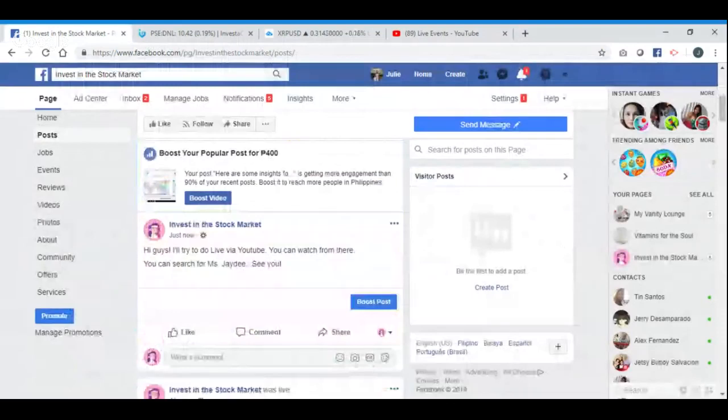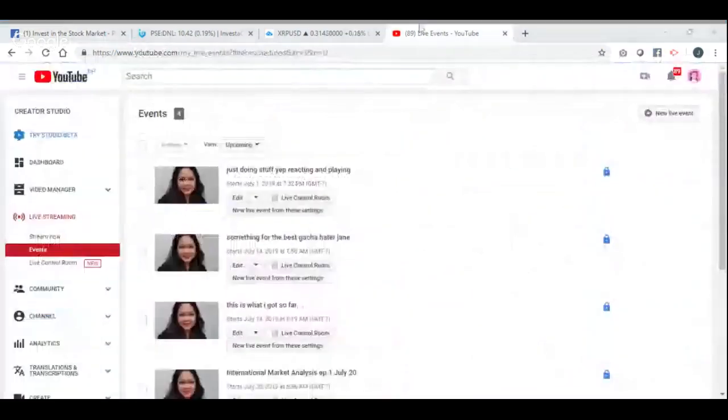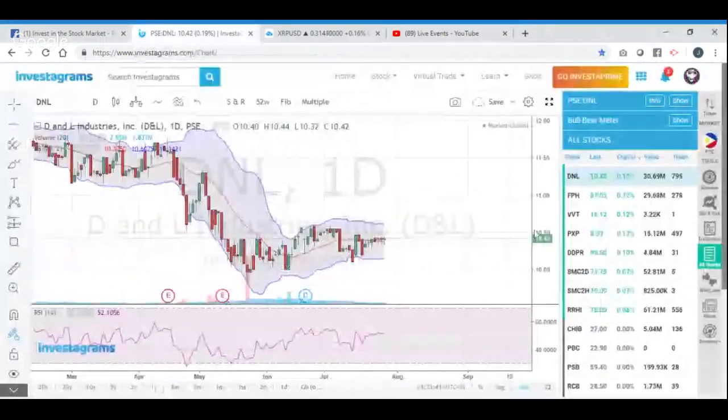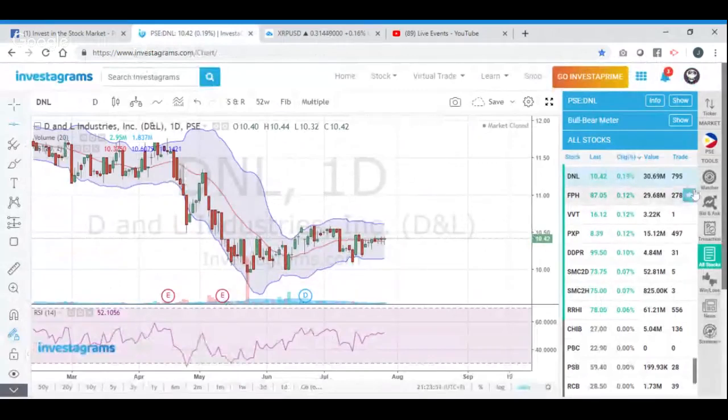All right, so let's continue. So right now we are going to review. This is what I did earlier. Okay, so we are in Instagrams and we clicked all stocks to locate all the stocks, and we've arranged them in proper order from highest to lowest in terms of percent change.